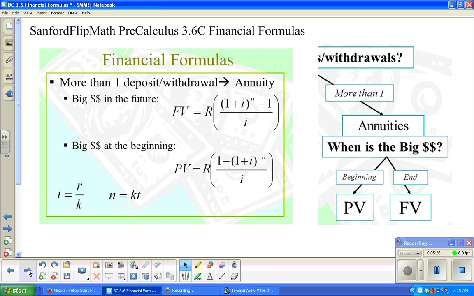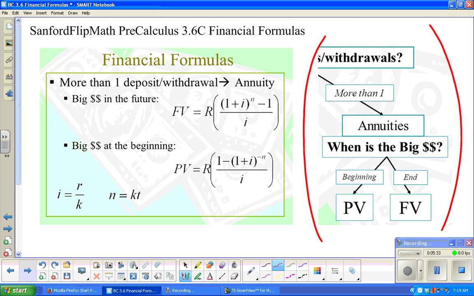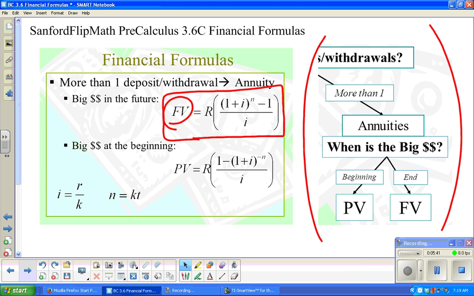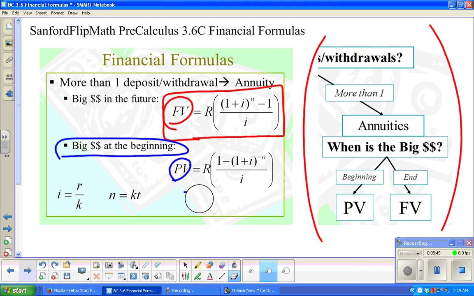All right, having said that, here are the formulas. This is, again, the side of the flow chart that we were just talking about. Here's future value, and this is its formula. Present value has its own formula. Big money at the beginning, down to nothing. Future value means the big money is in the future: we start with none and build it up. Now, there are some different letters in this formula, and you need to be a little careful about them.